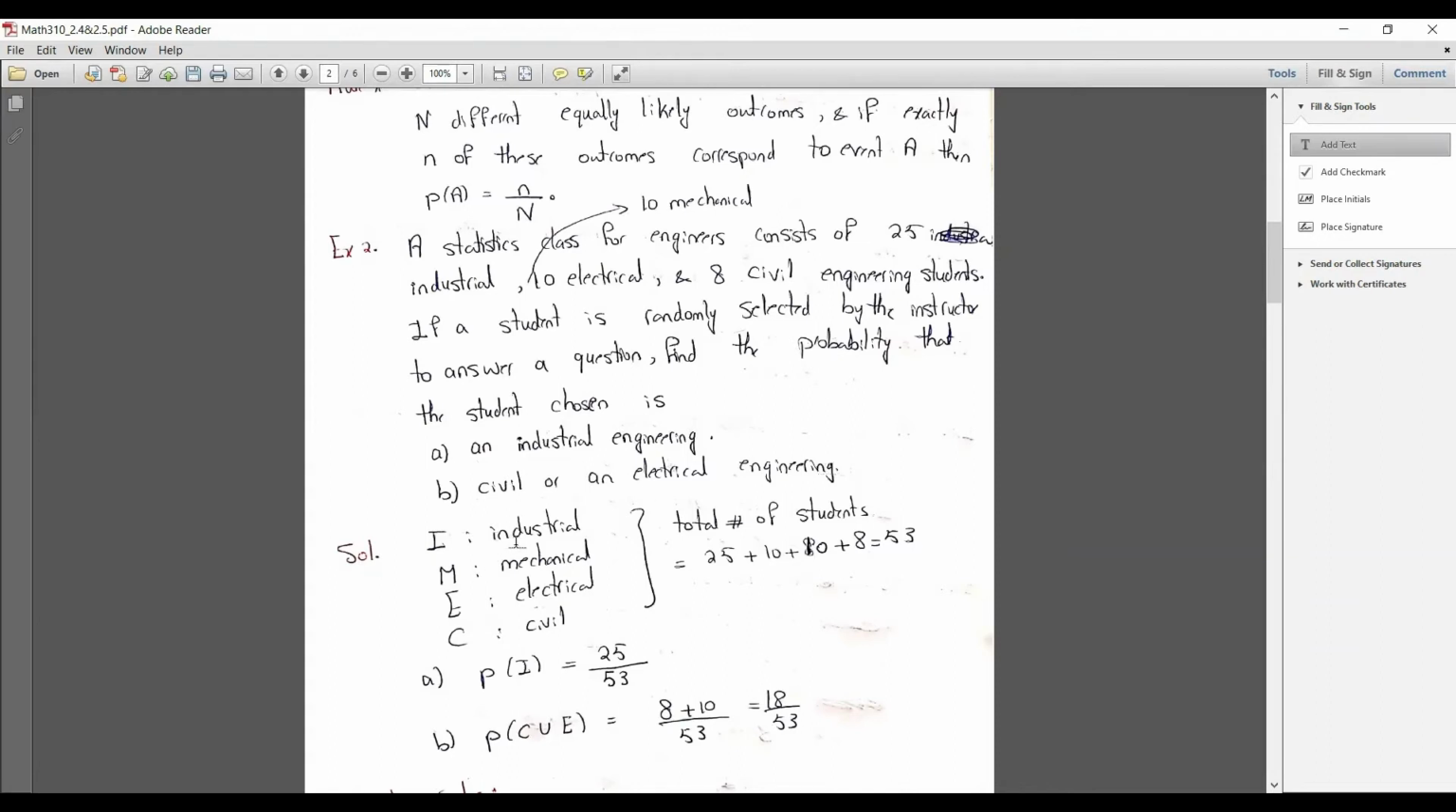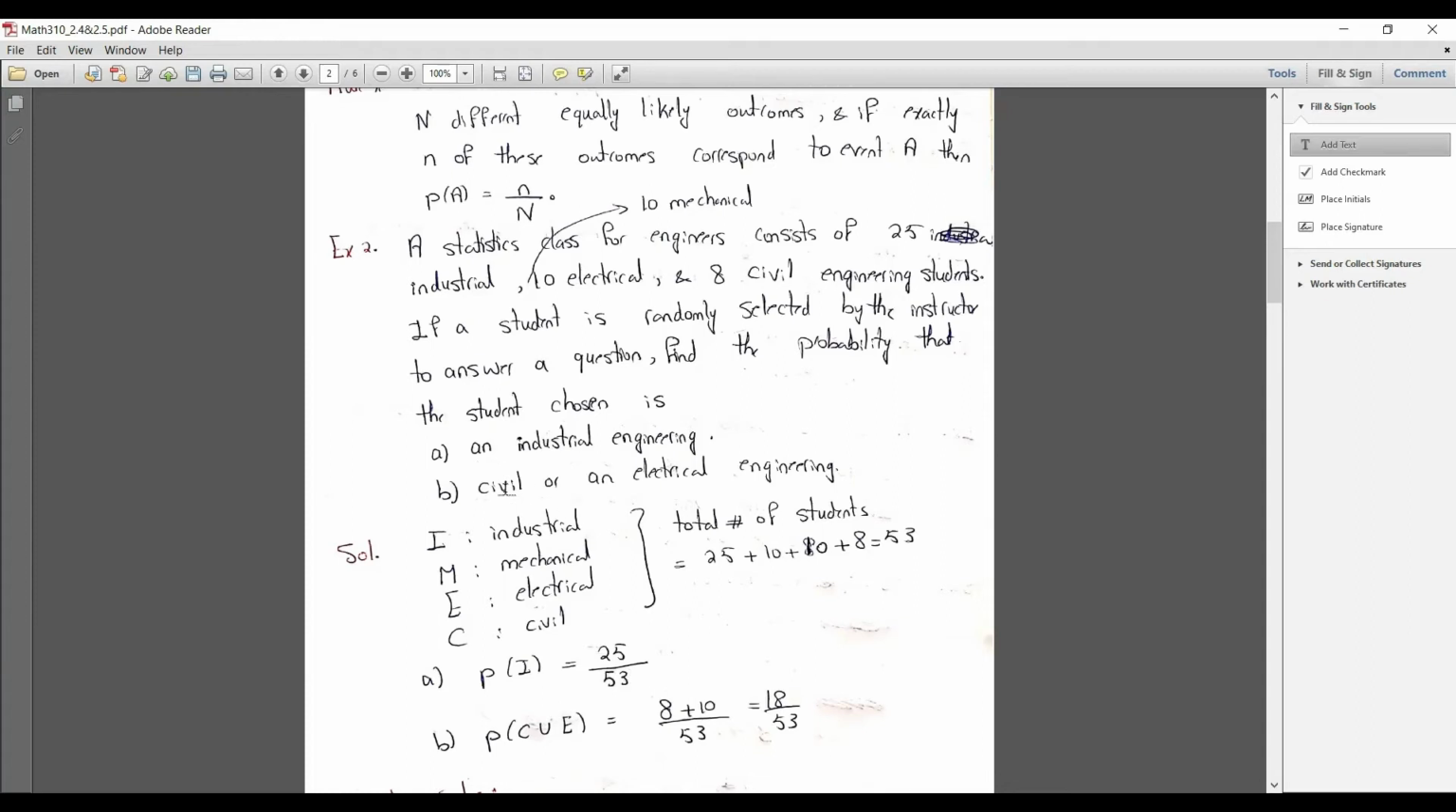So guys, let's first find the total number of students. We have 25 industrial plus 10 mechanical plus 10 electrical plus 8 civil engineering. So the total number of students in this statistics class is 53. We need this student to be an industrial engineer. The number of industrial engineers is how much, guys? It is 25. The total number of students is 53. So we're going to get 25 out of 53. This will be the probability that the student chosen is an industrial engineering student.